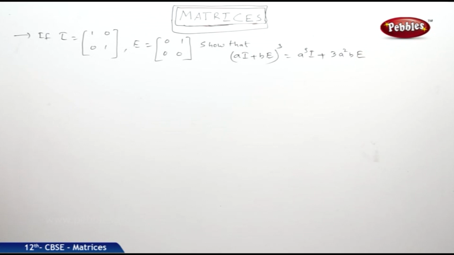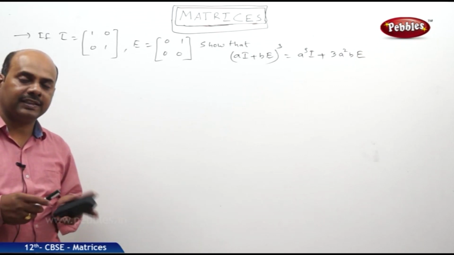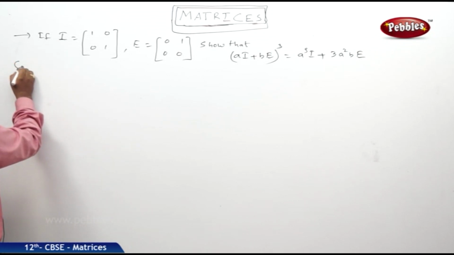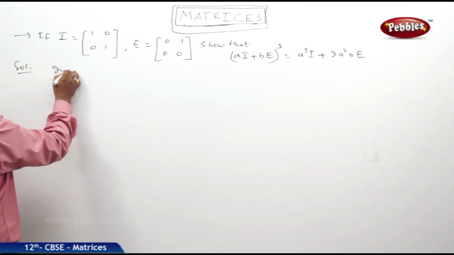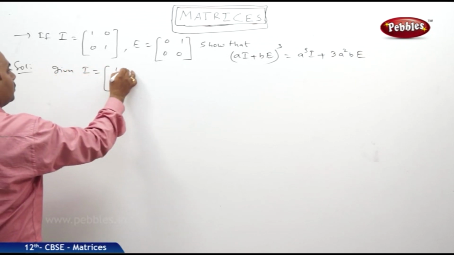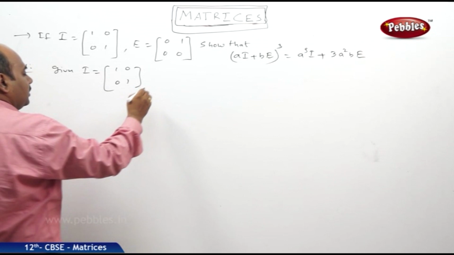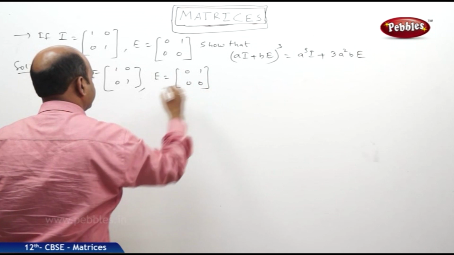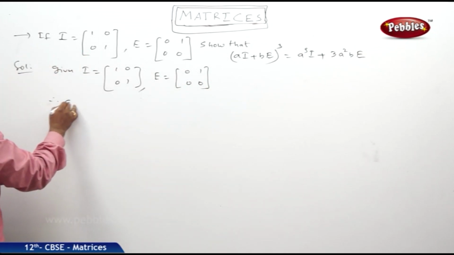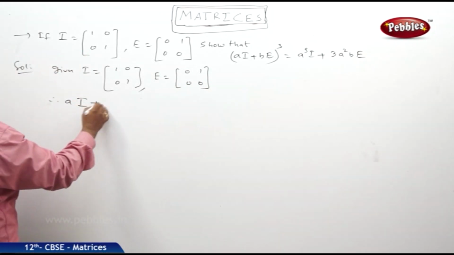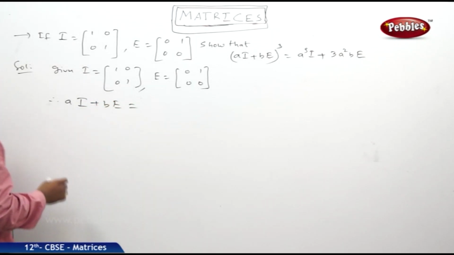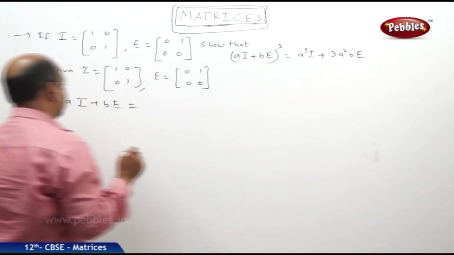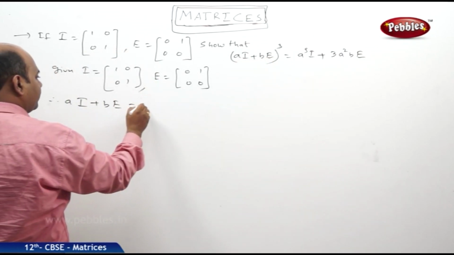Right, we shall be seeing another problem based on the pattern multiplication of matrices only. Here, given I is equal to [1 0; 0 1] and E is equal to [0 1; 0 0]. Now, on the left-hand side I will be taking AI plus BE. We should observe carefully, here cube is there. So first of all we will be finding AI plus BE.